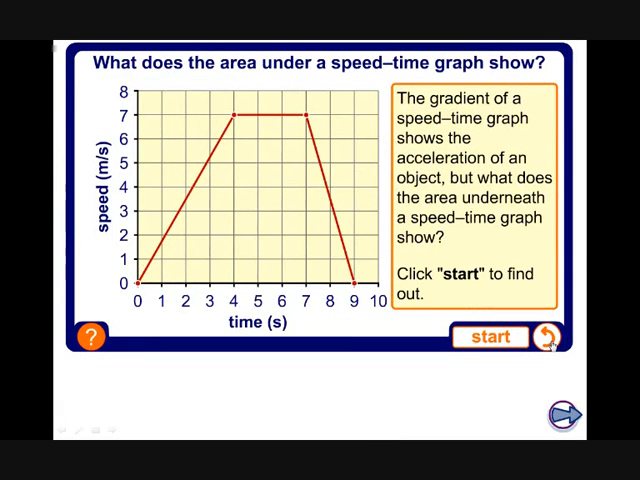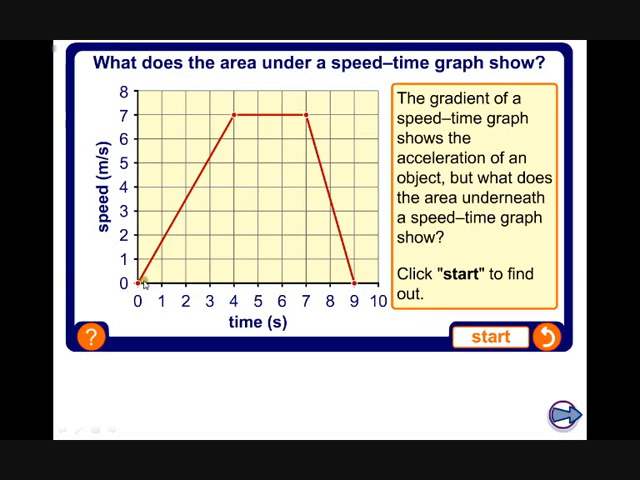Okay, this is an interesting bit of a speed time graph. We can look at the area underneath the graph. Now the area underneath the graph is actually the distance travelled. So if you've got a speed time graph, if you calculate the area beneath, quite literally how many squares are underneath the graph, then that will tell you the distance travelled.